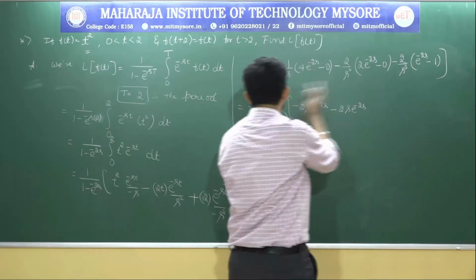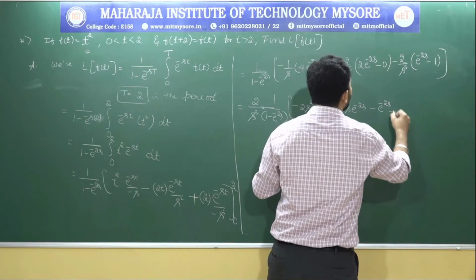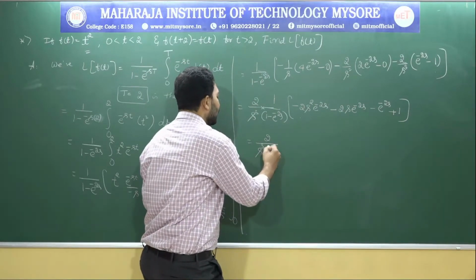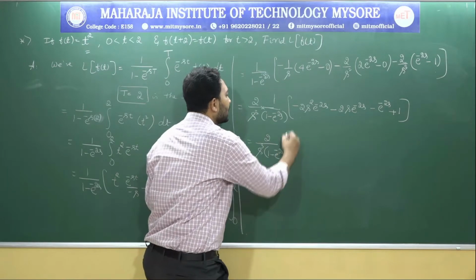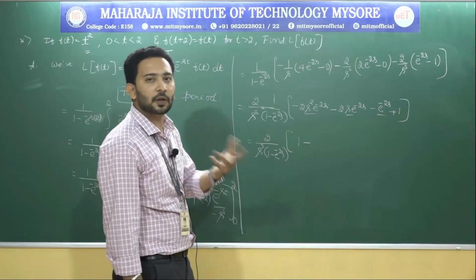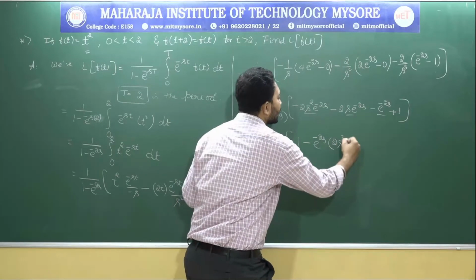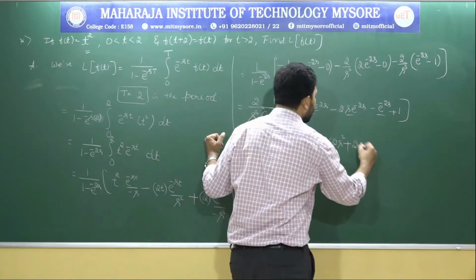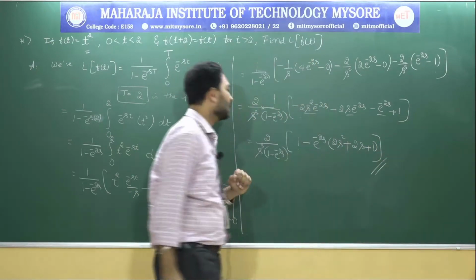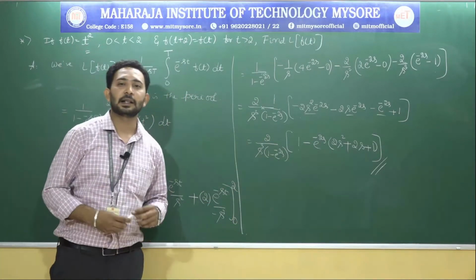So I have taken minus 2 by s cube outside. So minus will remain with minus e power minus 2s plus 1. So the final answer is 2 by s cube into 1 minus e power minus 2s into 1 minus. Here we have e power minus 2s as common. So take e power minus 2s common, will get 2s square plus 2s plus 1. So this is the Laplace transform for the periodic function f of t equals t square.